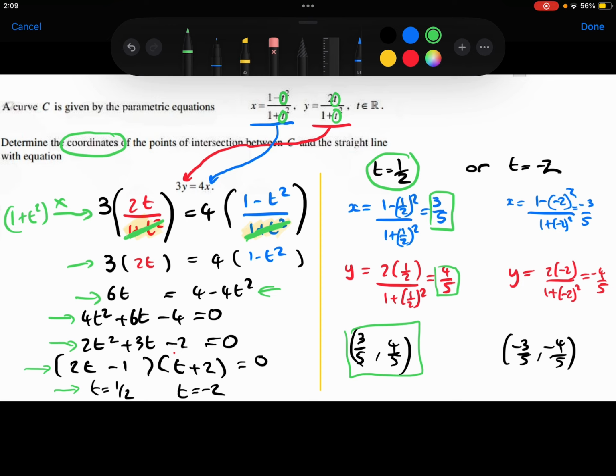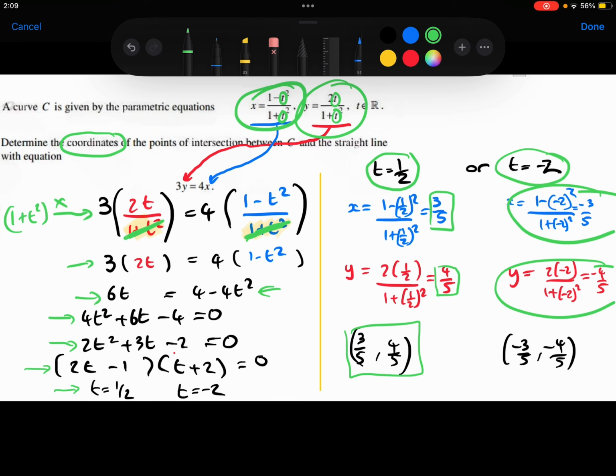And then I've just repeated that exact same process for when t is minus 2. So plug it in here to work out the x coordinate, plug it in here to work out the y coordinate, and we find that that's the coordinate minus 3/5 and minus 4/5.